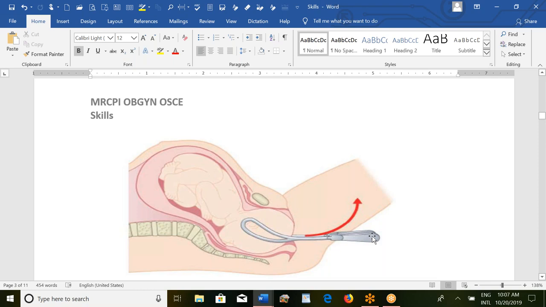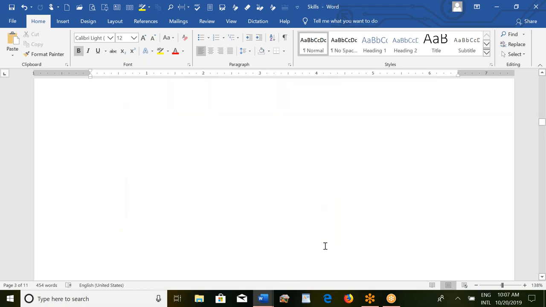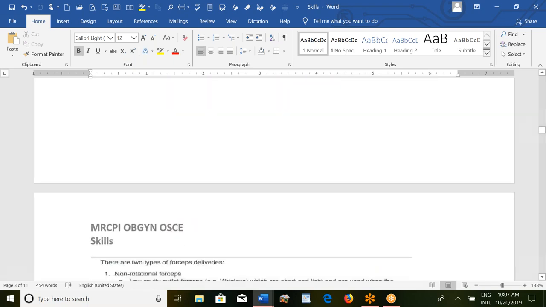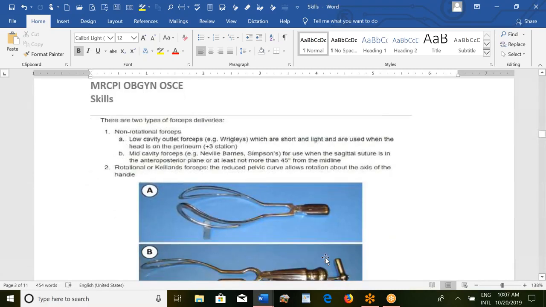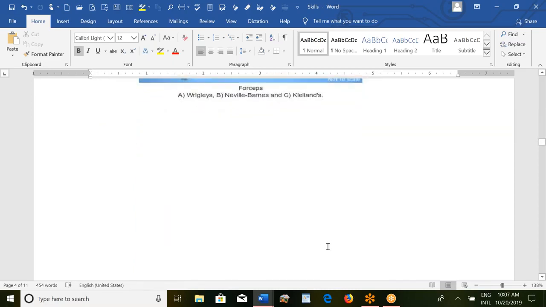Stations, the present, where is the head? If the head is between 0 and +1, then you should not do instrumental delivery. If it is between +1 and +2, then you should take the patient to the OR, and you will use maybe rotational forceps. If it is +2 or +3, then you are going to conduct delivery in the delivery room, and you will use outlet forceps. If the head is at 0, you should just abandon this idea of instrumental delivery and go for a cesarean section.